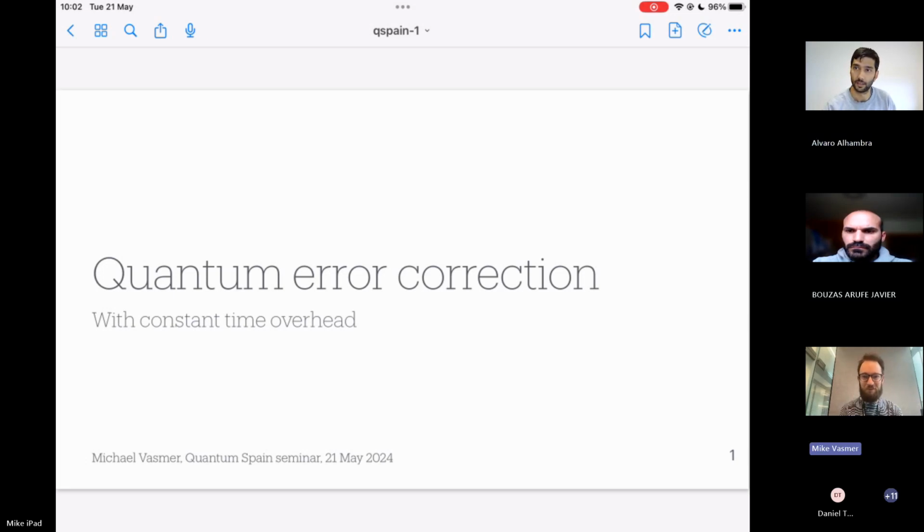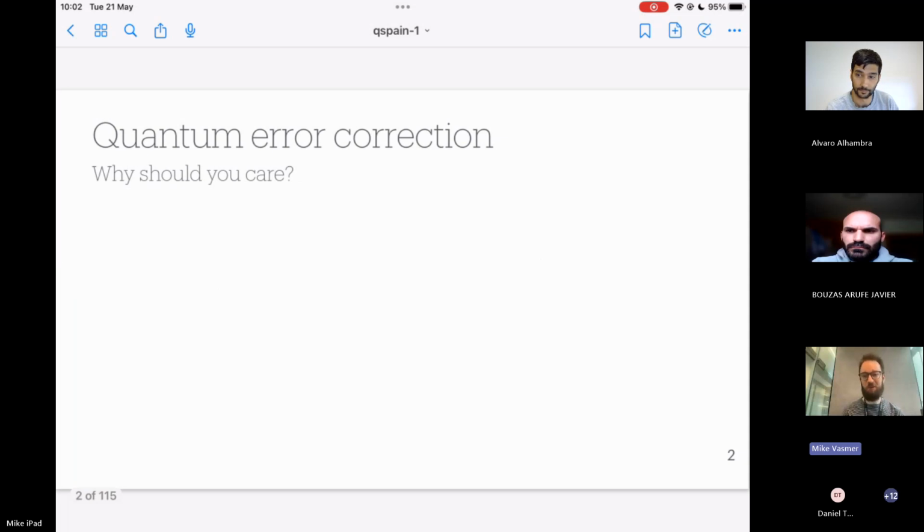Great. Yeah, thanks a lot for the nice introduction, and thanks for the invitation to speak here. I'm looking forward to telling you about quantum error correction, and as Alvaro said, I'll give you a bit of an overview to start with, and then I'll also talk about some of my work later on. But I want to encourage you as well to please interrupt me with questions if things are not clear.